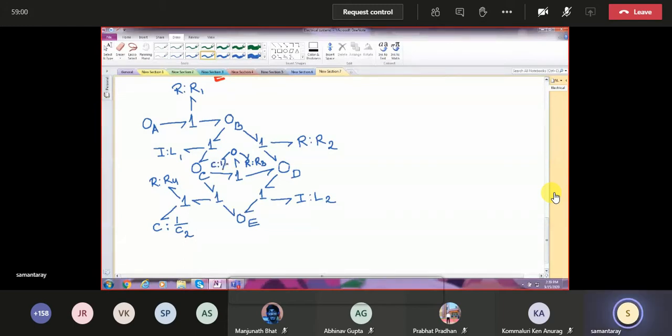One by C1. I should have done it better. There is no space, so I have drawn it like this, but I will revise it. Now, we have a source. Where is that source? The source is between 0E and 0A. Between them, the source is there.